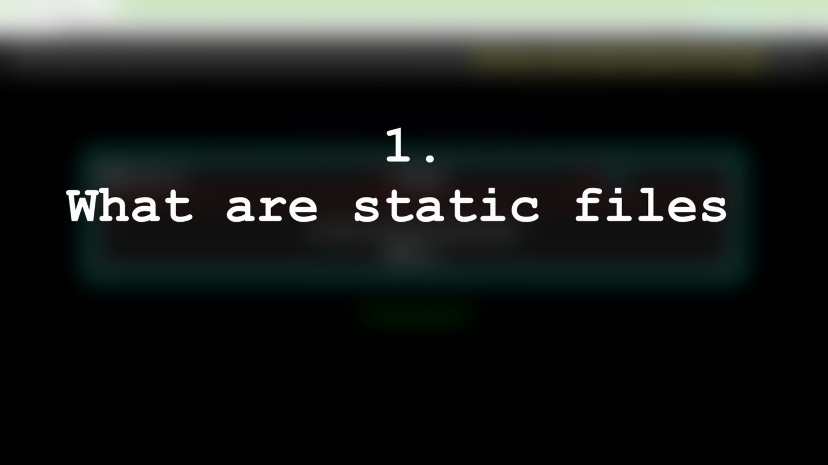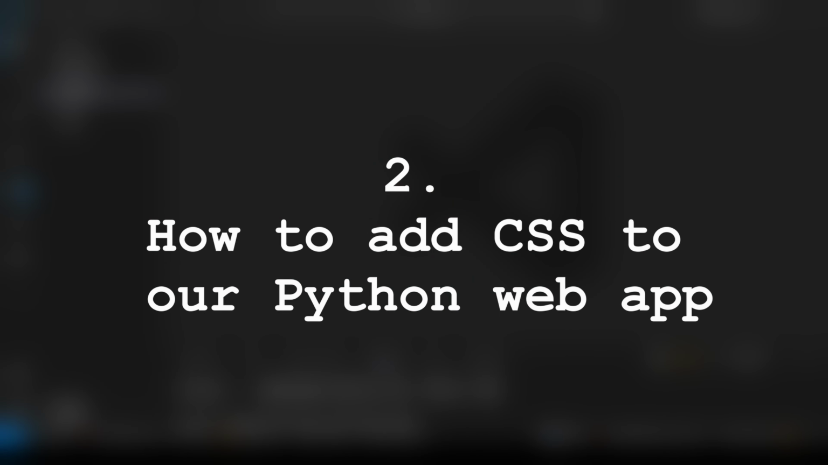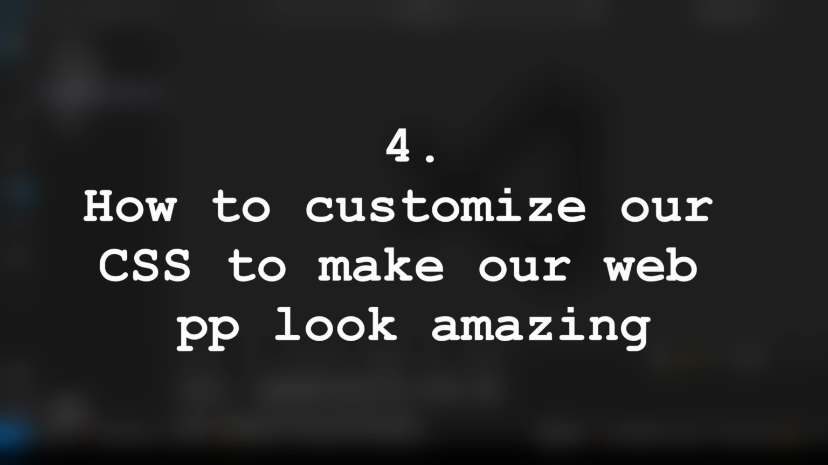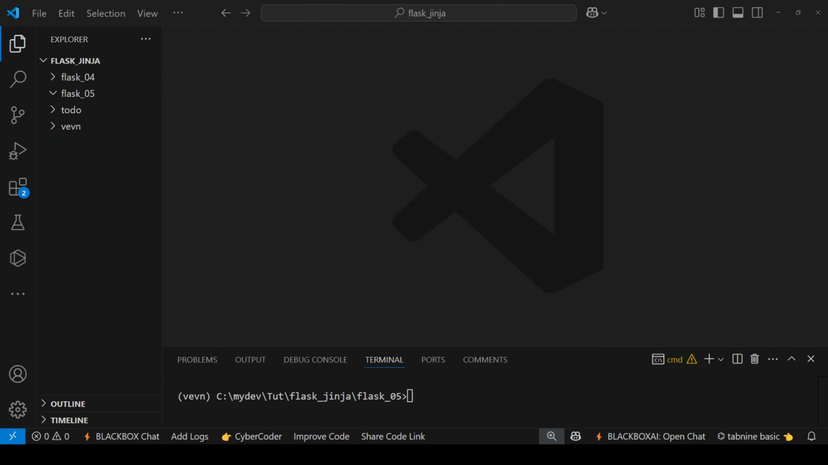What are static files and why do we need them? How to add CSS to our Python web app, how to link our CSS file to our HTML template, and finally, we're going to customize our CSS to make our web app look amazing. We'll be using Python, Flask, and VS Code for this tutorial. If you don't have VS Code installed, feel free to use any other IDE you prefer.